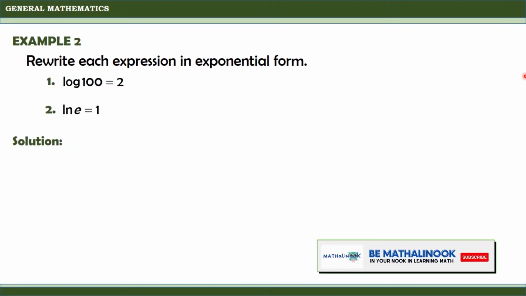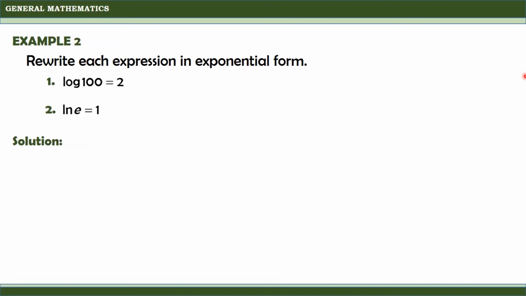Let us have these examples. Rewrite each expression in exponential form. The first given is log of 100 equals 2, and the second one is ln of e equals 1.